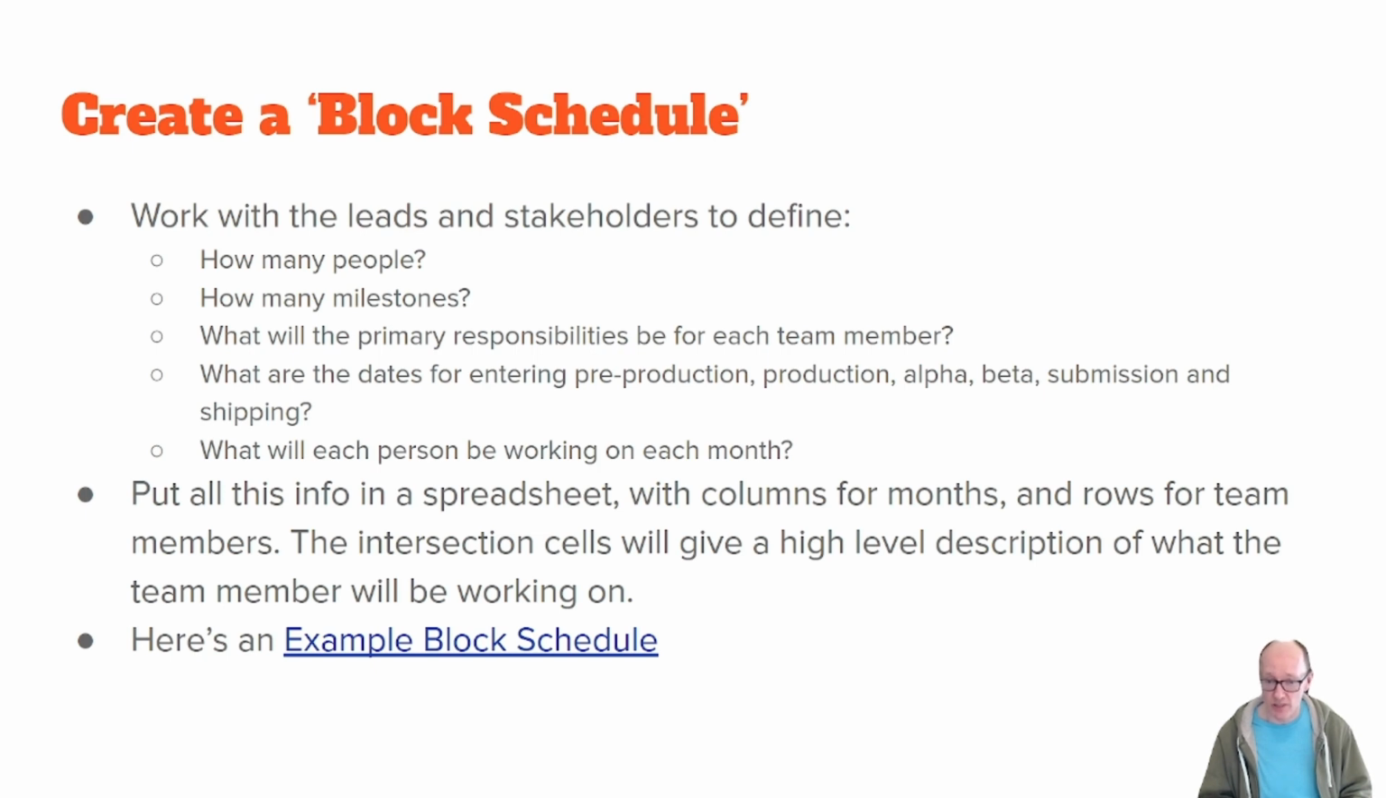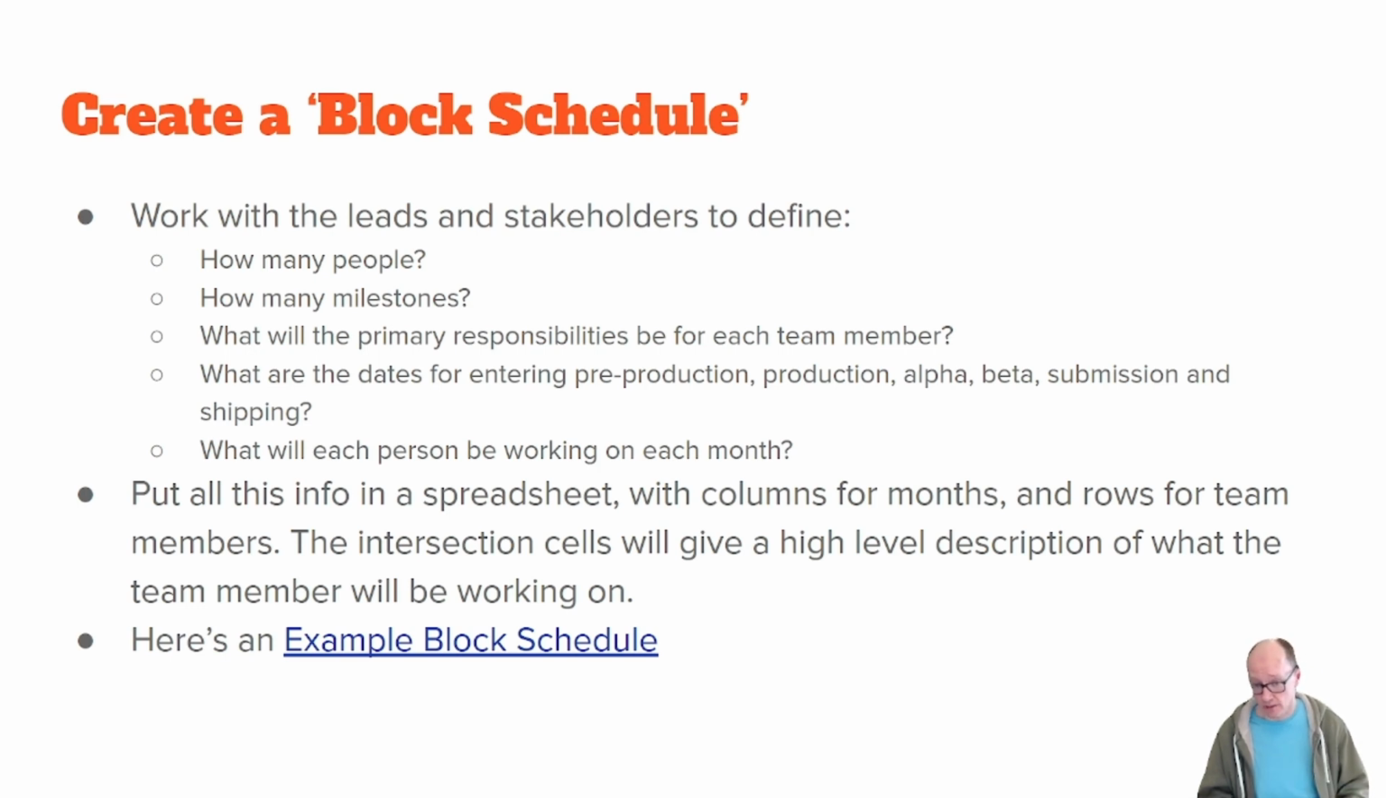What will the primary responsibilities be for each team member? So if you've got 3 programmers, what are they each going to be doing? Maybe someone's on gameplay, someone's on user interface, etc. What are the dates for entering pre-production, production, alpha, beta, submission, and shipping? So work out those things. And what will each person be working on each month? So you're thinking through what's going to happen throughout development, at least at a high level.